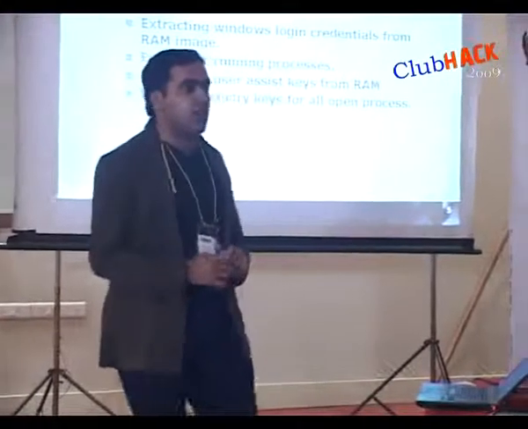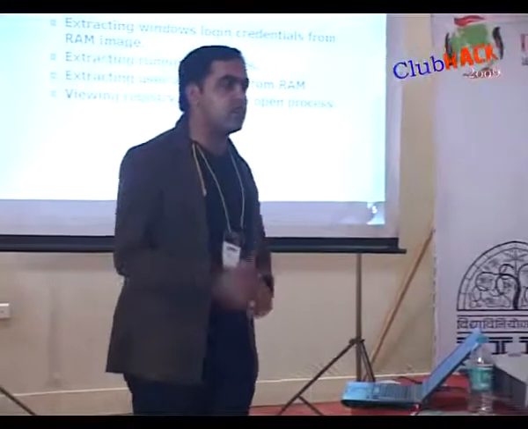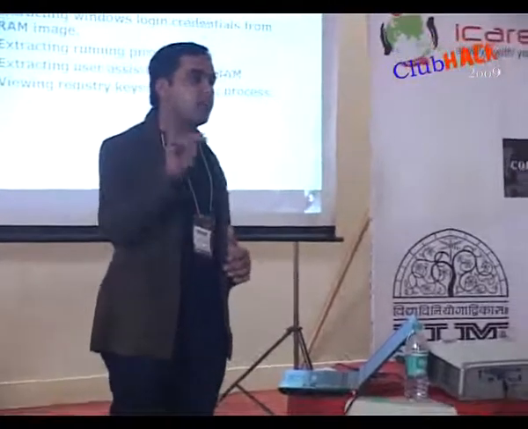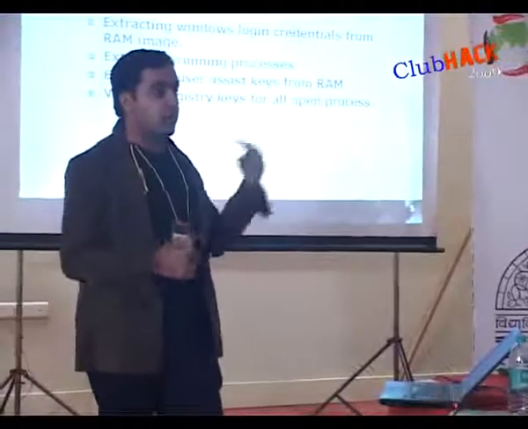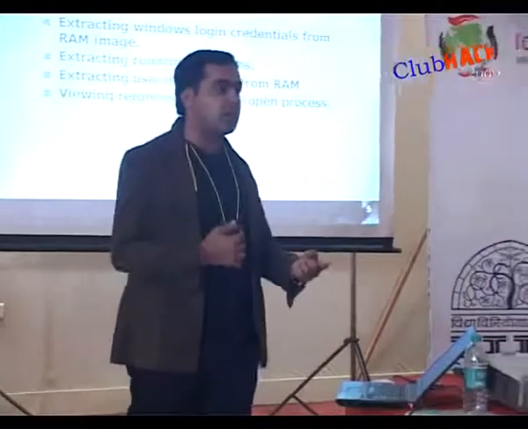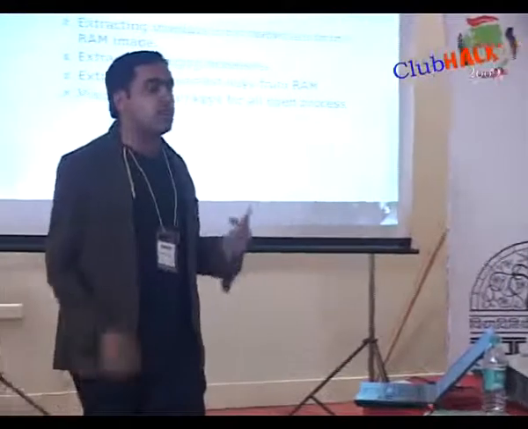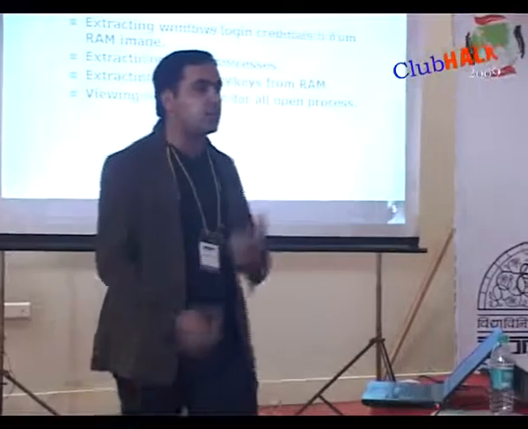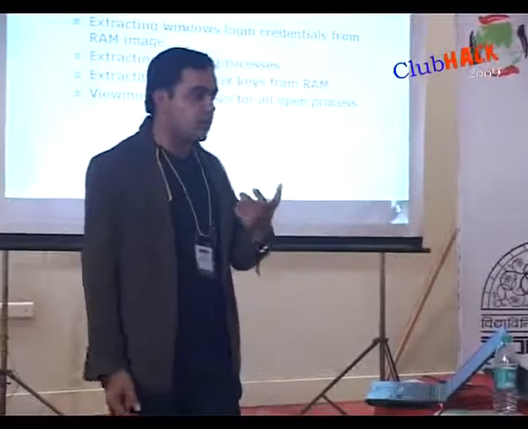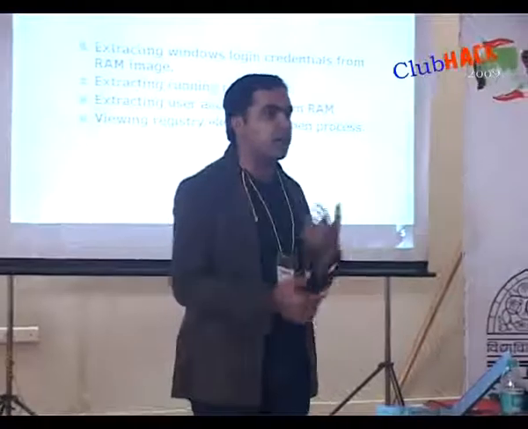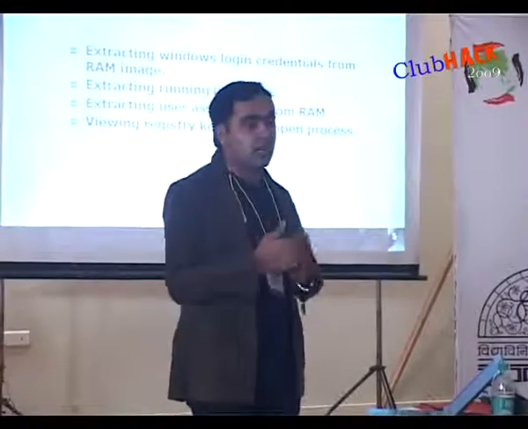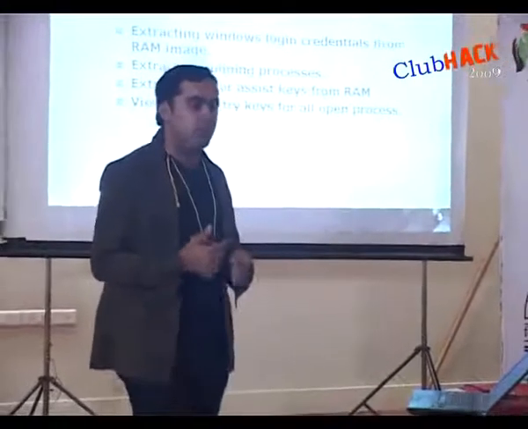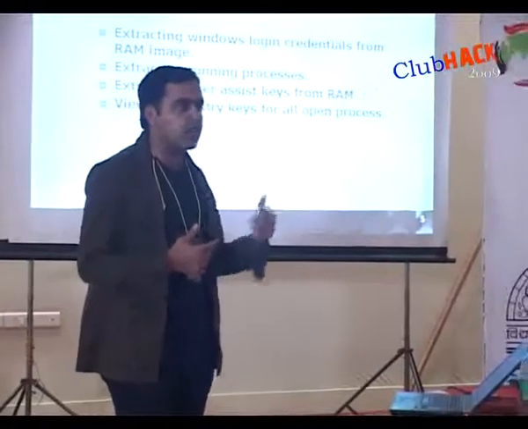User assist keys are the keys stored in the registry that contain information about the executable files or link files that have been executed by the end user. At what time it was run and how many times it was run is all stored in the registry. But till now, Volatility has managed to extract only the list of executable files that were running at that particular time, but not the time and date stamps or the number of times it was executed. For that, we'll do registry analysis, and in registry analysis I'll cover this point.